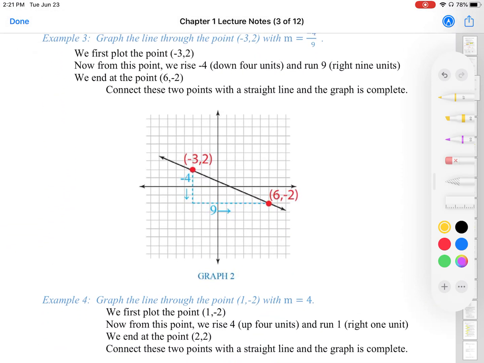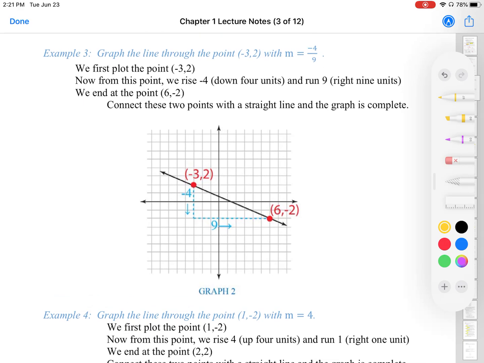Example 3, graph the line through the point -3, 2 and the slope of -4/9. So we first want to plot the point. First step, our point is -3, 2, and we have this here in red, -3, 2. Now we're going to use our slope to plot another point, our second point.